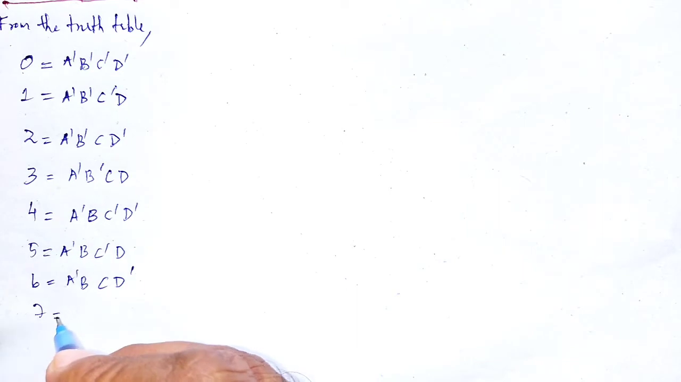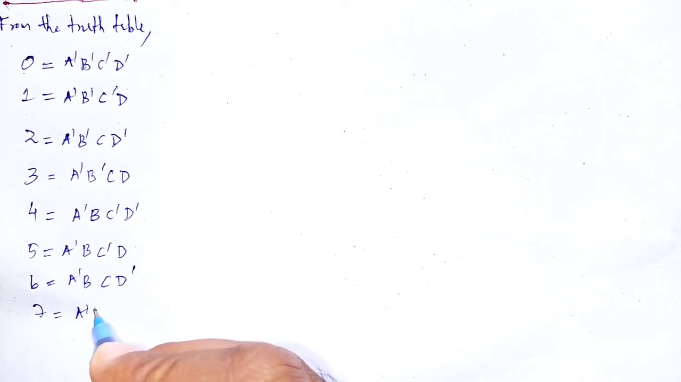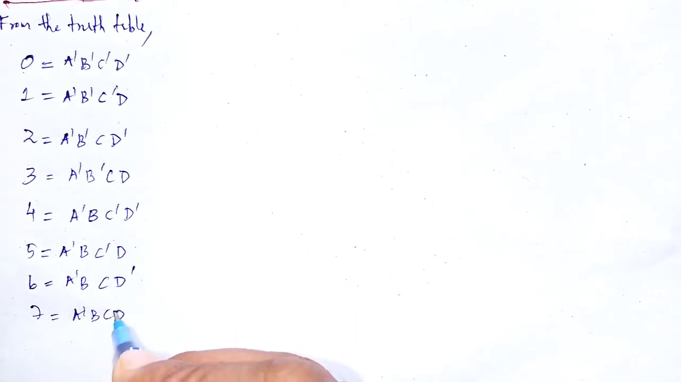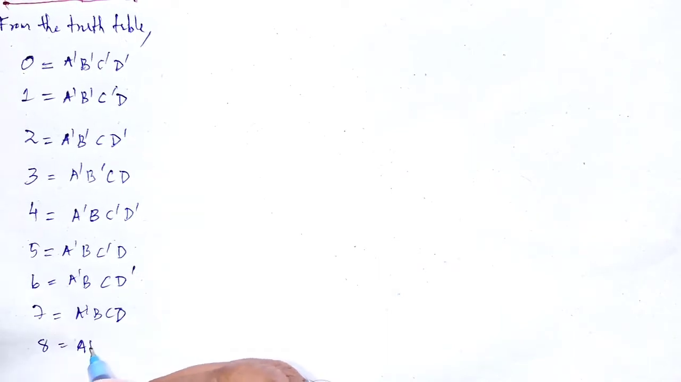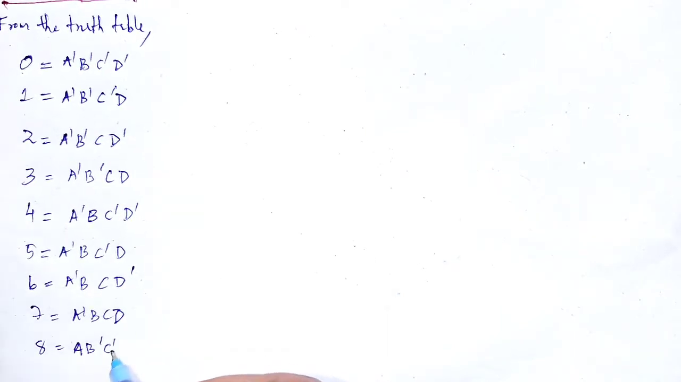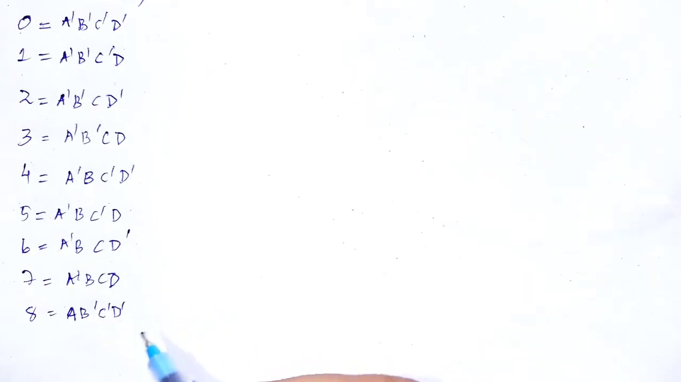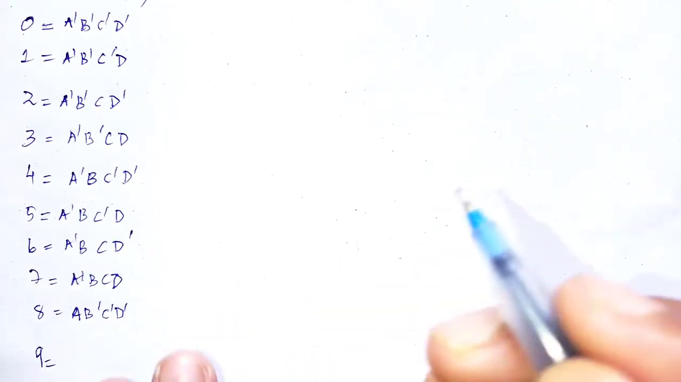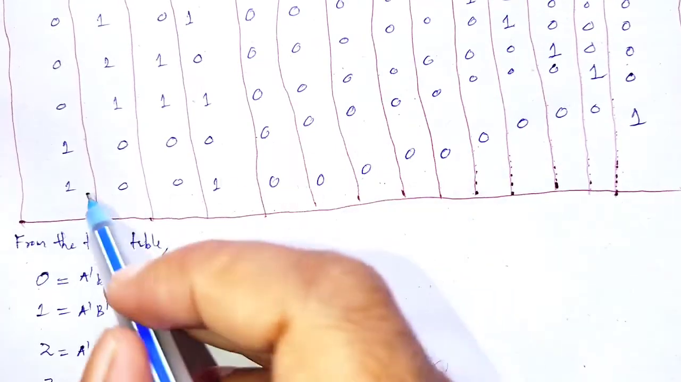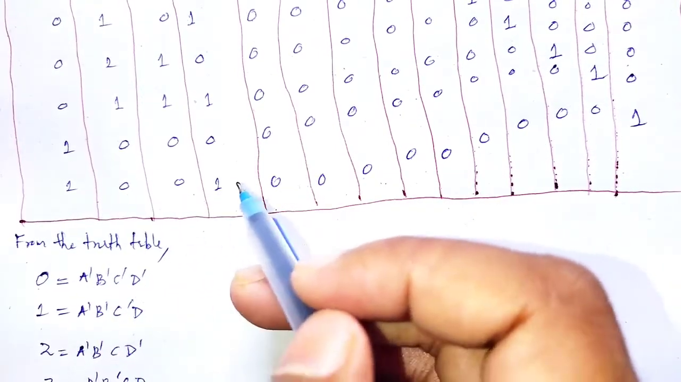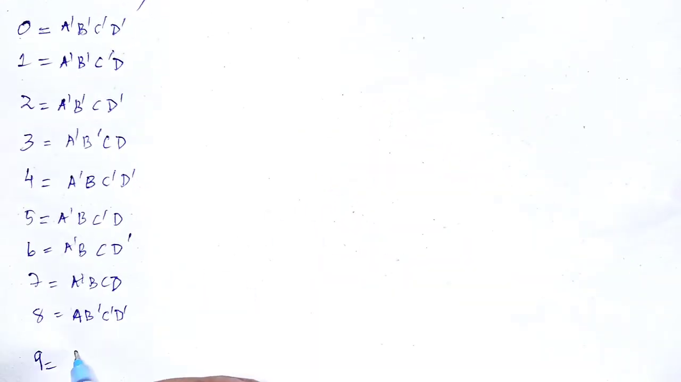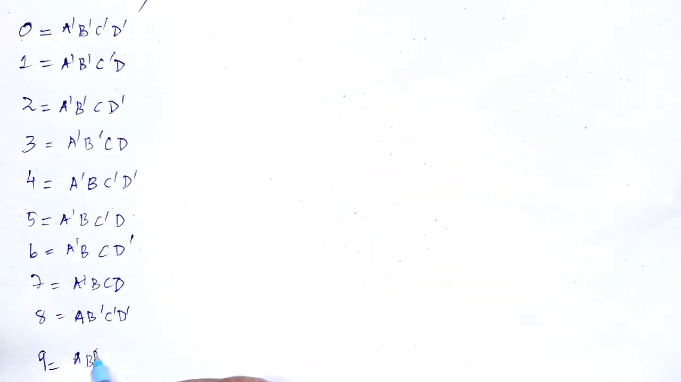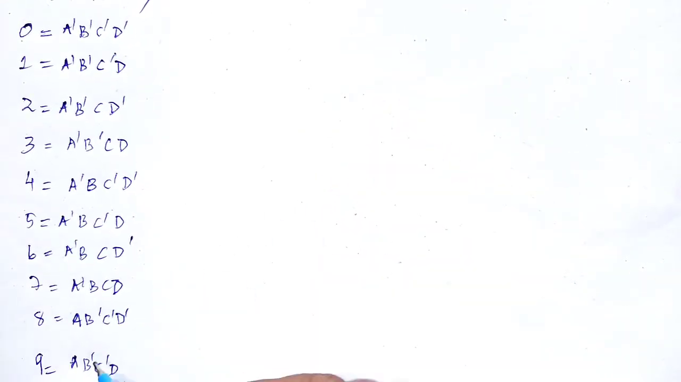Next for 7, A dash, B, C, D. Next for 8, A, B dash, C dash, D dash. Next for 9 that is 1 1 0 0 1, so A B dash C dash D.